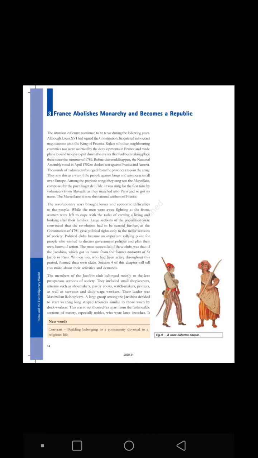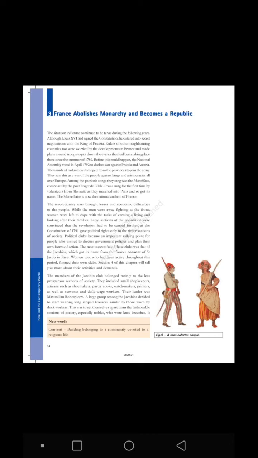Women too, who had been active throughout this period, formed their own clubs. Section 4 of this chapter will tell you more about their activities and demands. The members of the Jacobin club belonged mainly to the less prosperous sections of society. They included small shopkeepers, artisans such as shoemakers, pastry cooks, watchmakers, printers, as well as servants and daily wage workers. Their leader was Maximilian Robespierre.